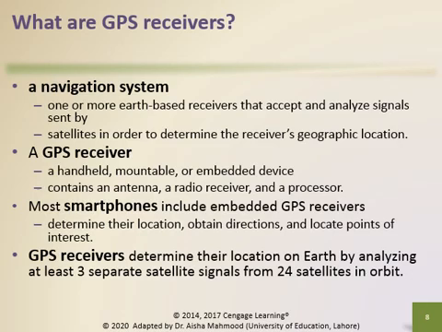GPS receivers determine their location on Earth by analyzing at least three separate satellite signals from 24 satellites in orbit. So I would suggest you all to please try to use the built-in GPS receiver in your mobiles while you travel from your home to a new place.